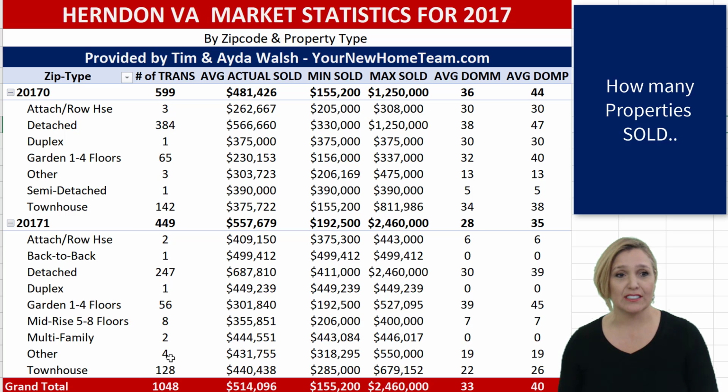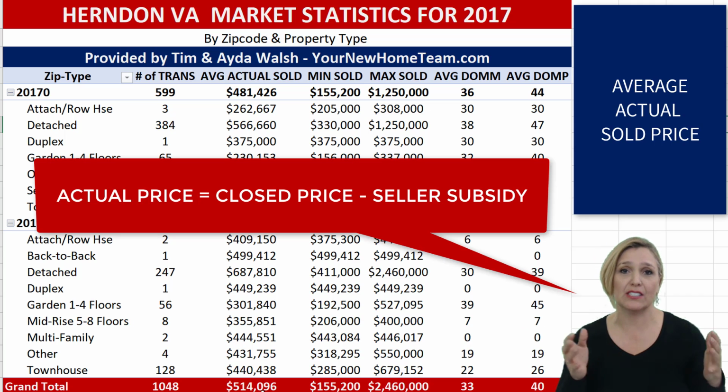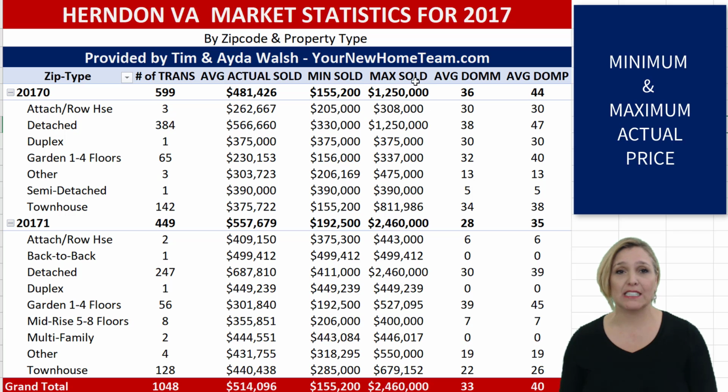A number of transactions, so how many properties sold, and then the average actual sold price. Now, what I calculated here is actually the closed price minus any seller subsidy, so that we can have a good understanding of the net that was for that property. Then we have the minimum and maximum, because I really wanted to show the different ranges. So you can see here, for example, for 20170 for townhomes, even though the average price is $375,722, you can see that the lowest price was $155,000, and then the highest price was $811,000.